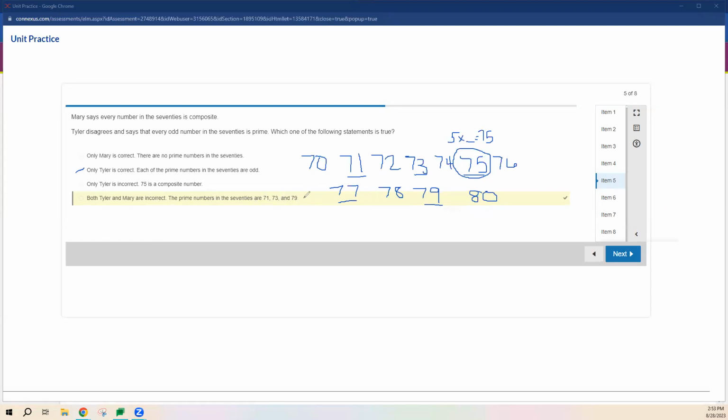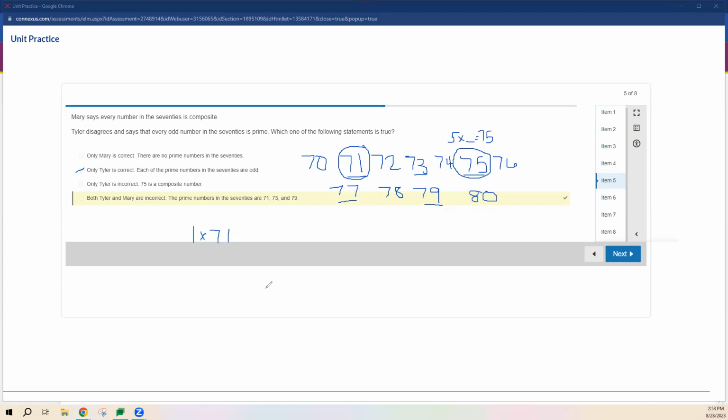Okay, so let's think back through what we learned. Let's start with 71, because 71 might be the easiest one to figure that out for. And if we can figure out if 71 is prime, it doesn't even matter if the other two are, because that means that there is a prime number in the 70s. And we know that 75 is a composite number, okay? So Mary is going to be wrong if we find any prime numbers. It doesn't matter how many we have. We don't need to find all the prime numbers. We just need to know that there is a prime number. So I'm going to pick 71 and I'm going to think, okay, 1 times 71. I know I can do that.